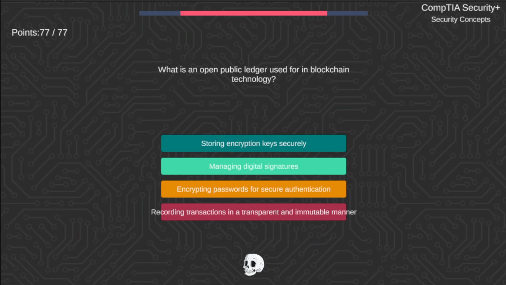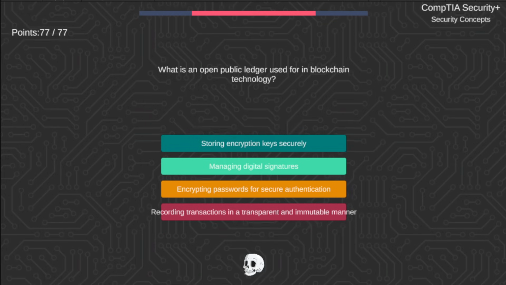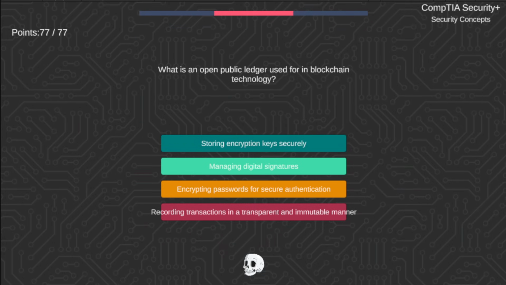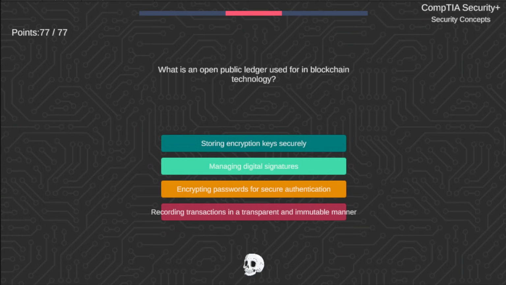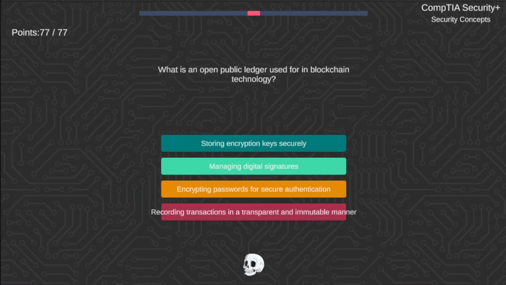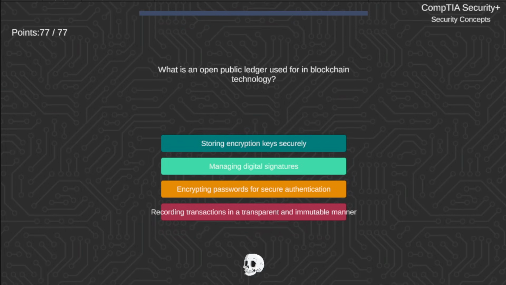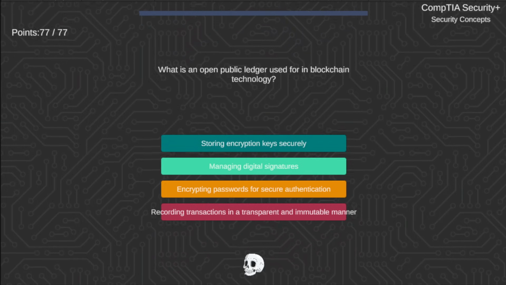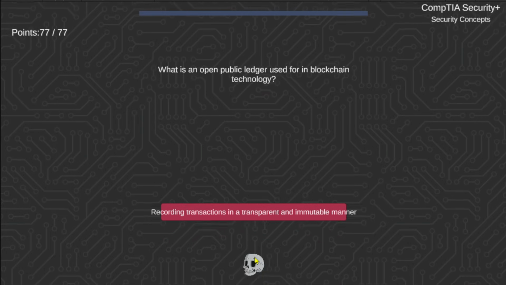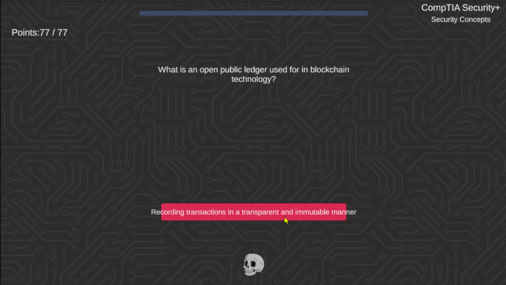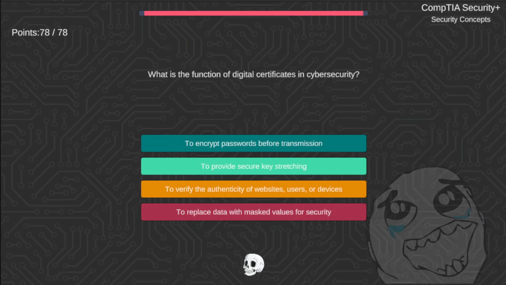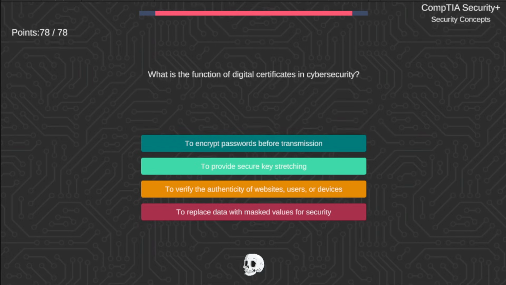What is an open public ledger used for in blockchain technology? Storing encryption keys securely, managing digital signatures, encrypting passwords for secure authentication, or recording transactions in a transparent and immutable manner. Open public ledger used for in blockchain technology. I feel like if you just take a look at what open public ledger is, it gives the answer right there. Recording transactions in a transparent and immutable manner. Open, transparent, transactions, ledger.